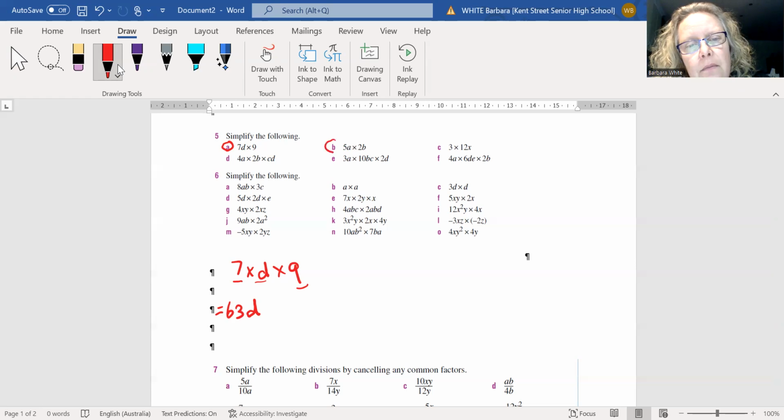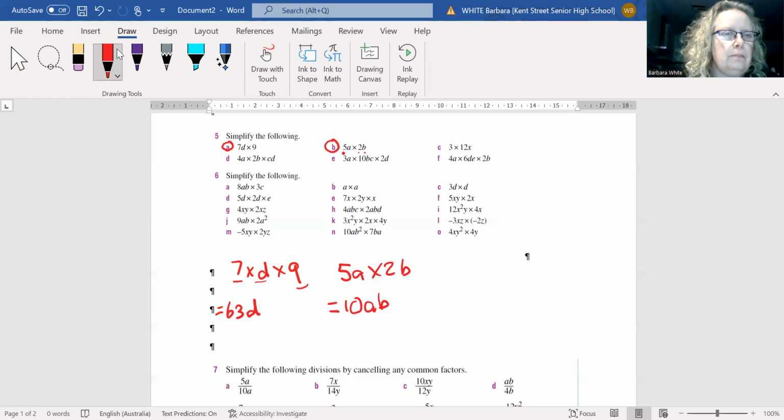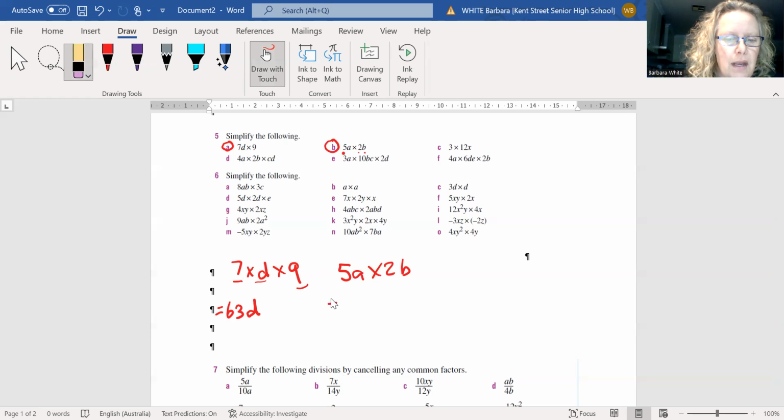This one here, you've got 5 times A times 2 times B. So I can start with the numbers. I know 5 times 2 is 10. Let's write it down first, because I like you to write it down when you're doing it in your book. 5 times 2 is 10 times A times B, all as one term. Rub all that out and look at the next set of questions.